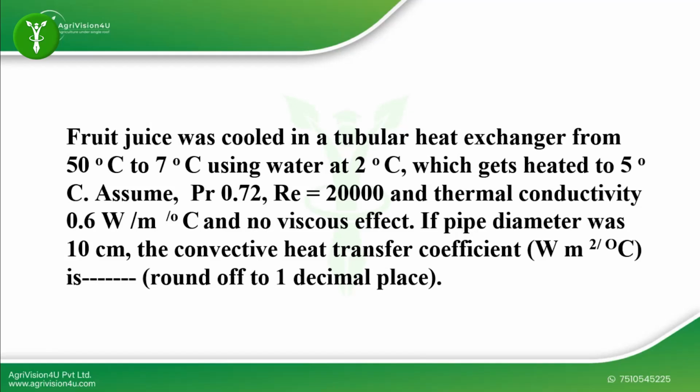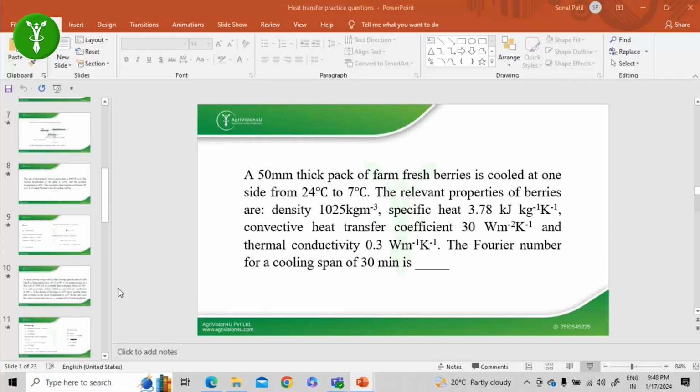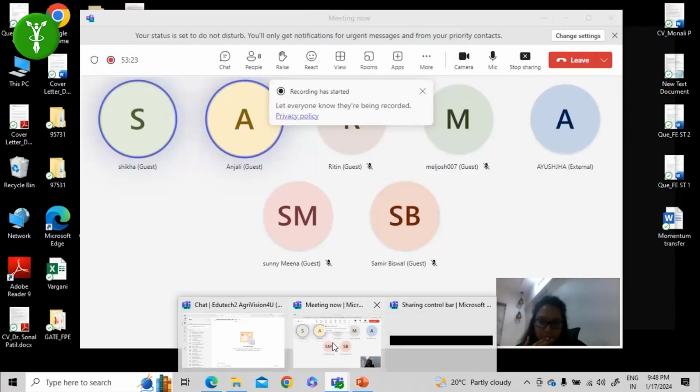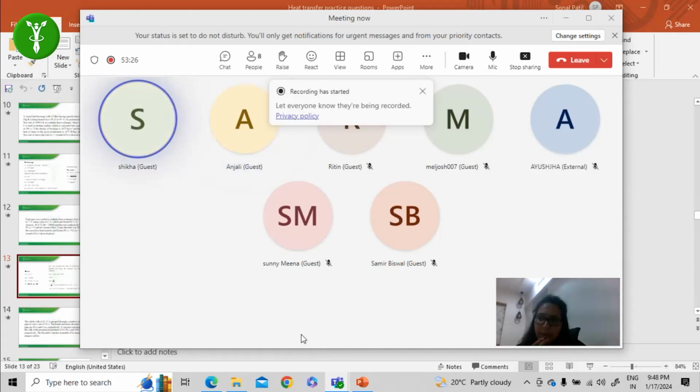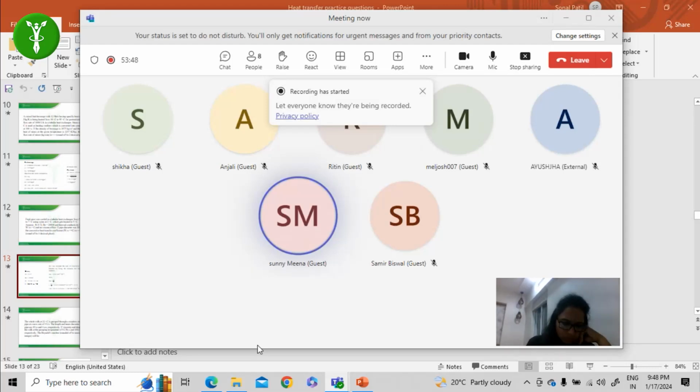Ma'am, is the answer 19 point something? Okay, who's that? Ayush? 345.06. Yes. How much are you getting? Shikha and Anjali, 340.5? 345.06. Okay, fine. Others, Ritin, Josh, Sunny, Samir. Why didn't you solve the problem? 345.1. 345, ma'am. 345 for you, Sunny. Okay, very good. Ritin, 340 something. Okay, fine. Josh, do solve the problems.